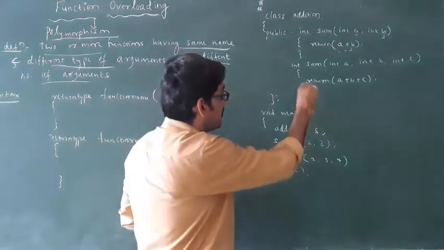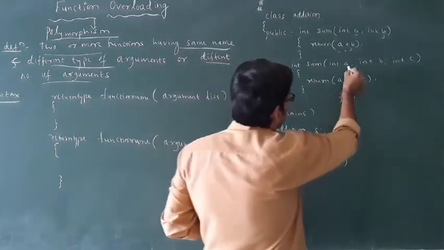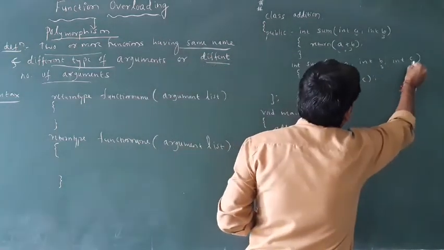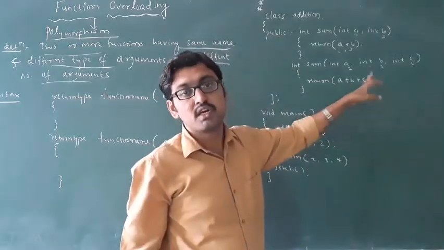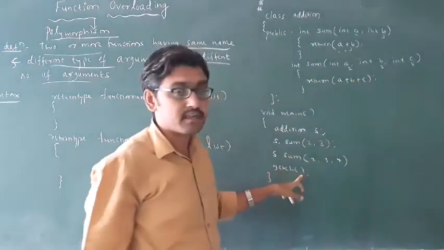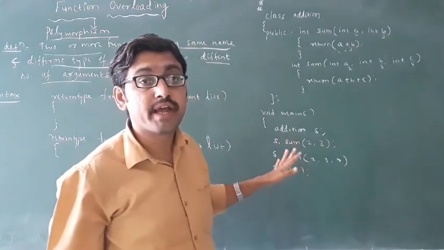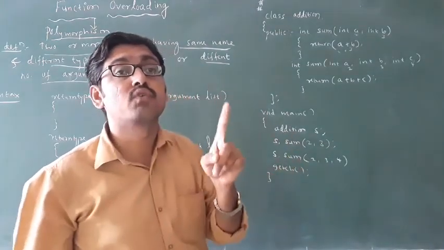Then next time 2, 3, 4. 2 plus 3 plus 4, how much? 9. The answer will be written back. Like this it will work. This is called function overloading.